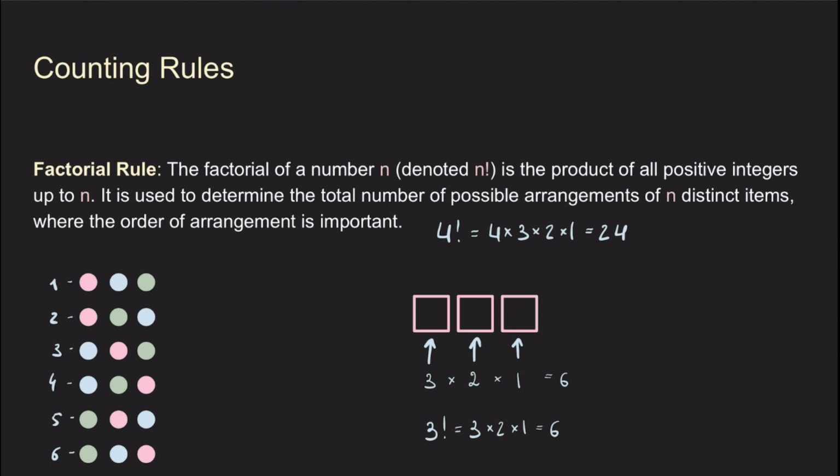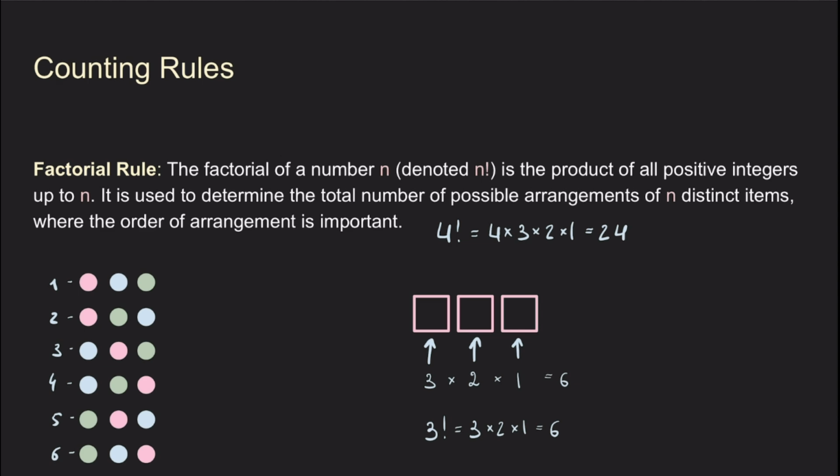What the factorial rule is used for is to find the total number of possible arrangements of n distinct items where the order matters. For example, let's say we have 3 balls of different colors: red, blue, and green. We want to arrange them in all possible ways. How many ways can we arrange them?